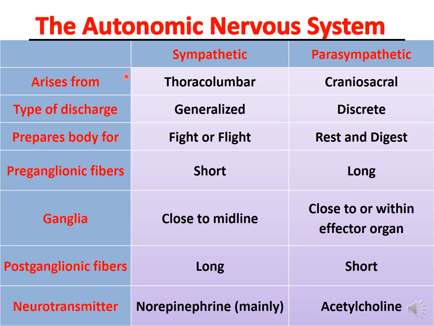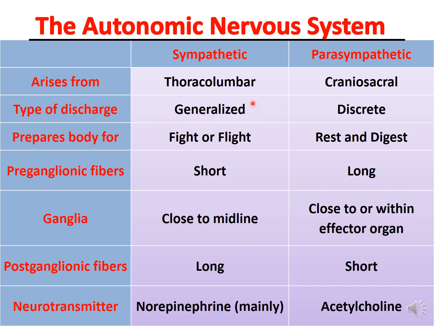This table is one of two tables in this presentation that compares the sympathetic and parasympathetic nervous systems in different dimensions. So the sympathetic nervous system arises from the thoracolumbar area, which is specifically T1 to L2. However, the parasympathetic nervous system is craniosacral because some of the parasympathetic nerves arise from the sacral region S2 to S4 and from cranial nerves, which are number 3, 7, 9, and 10.